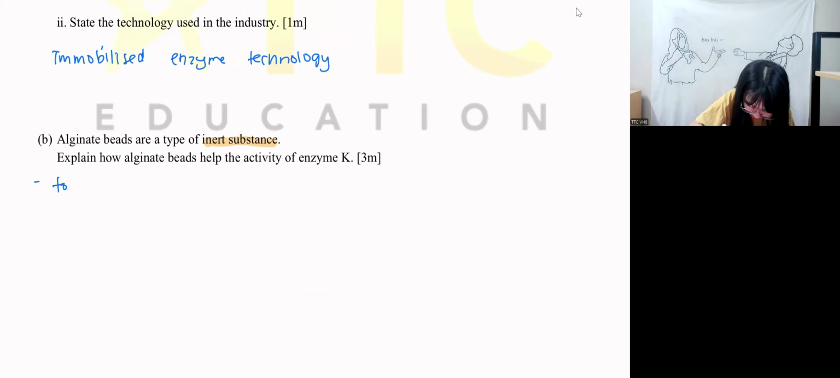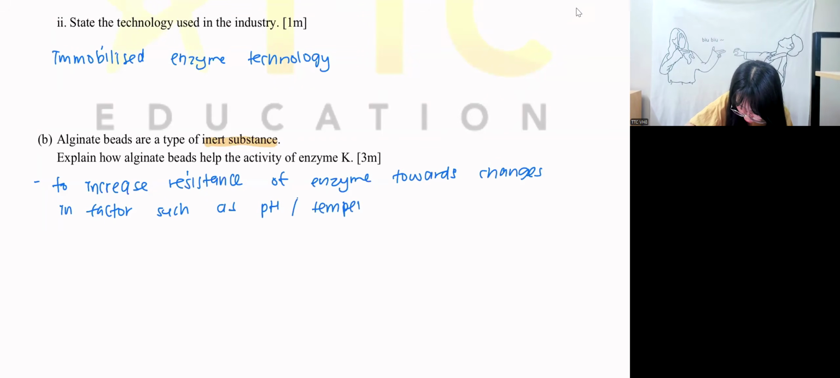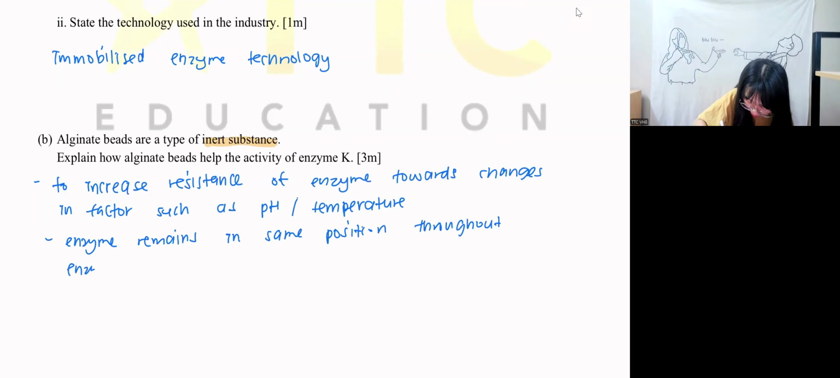Okay, so we're gonna say: to increase resistance of enzyme towards changes in factors such as pH or temperature. The enzyme remains in the same position throughout the enzymatic reaction.